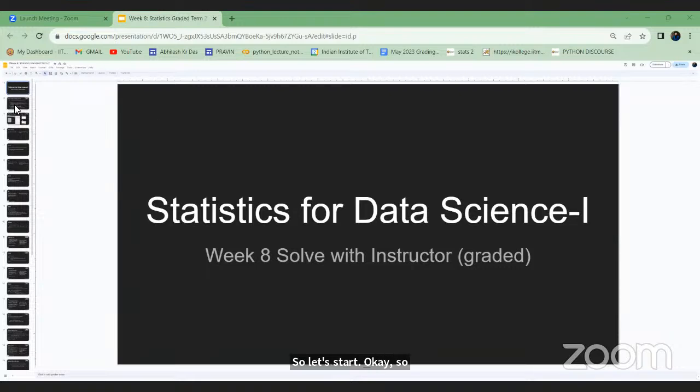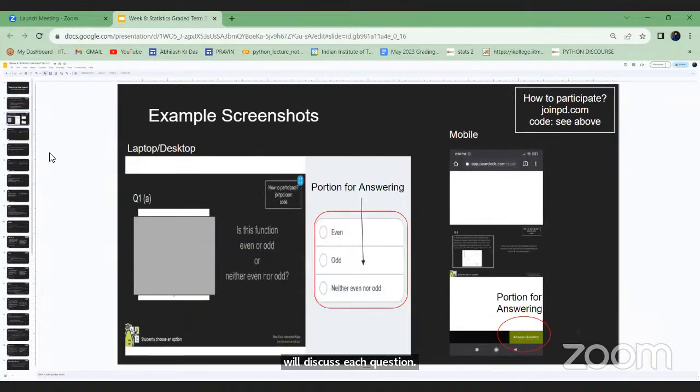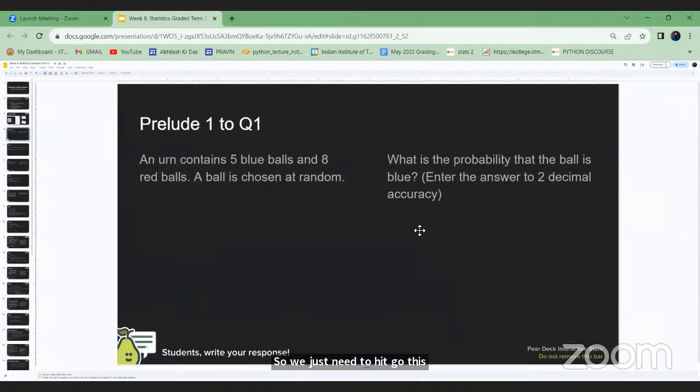So there's no peer deck. You don't need to go to join PD and type something because that feature is not working. So I want you to solve it and keep the answer with yourself. After a certain time, we will discuss each question. You just need to ignore this part. So this is your first question. I'll give you maybe 2 or 3 minutes to solve this question.